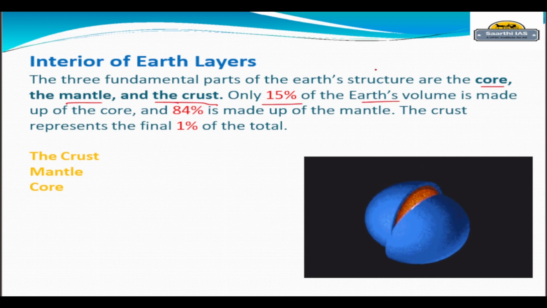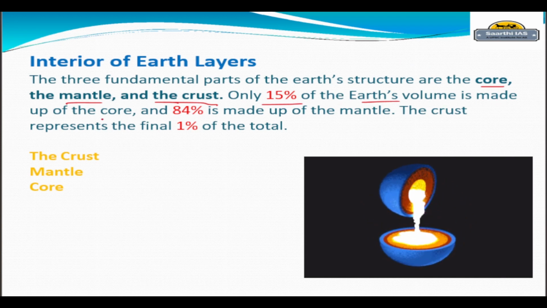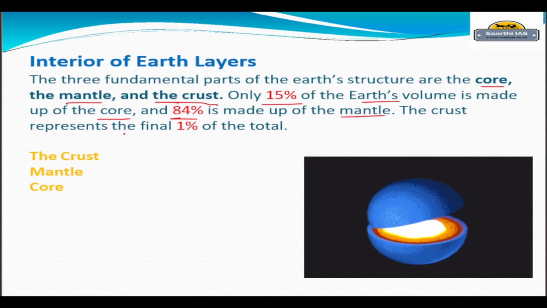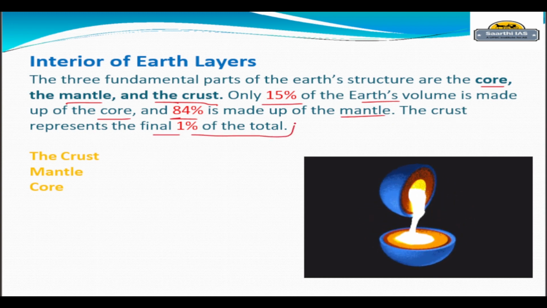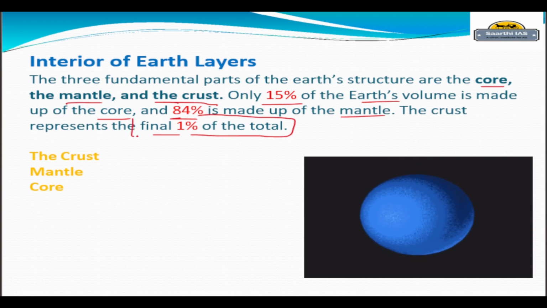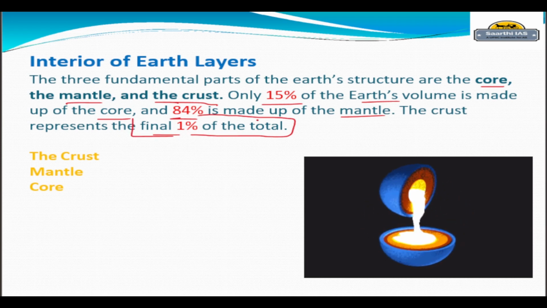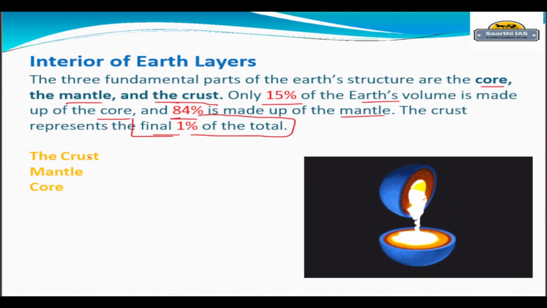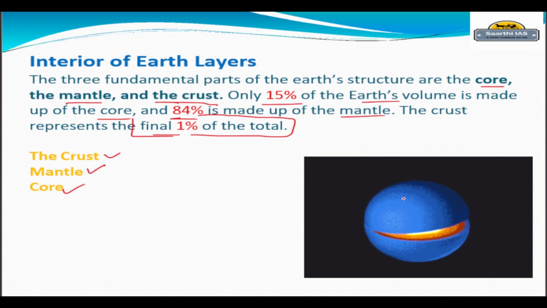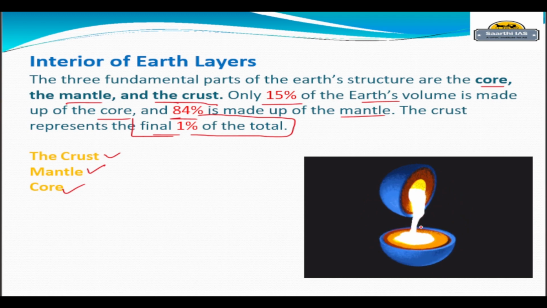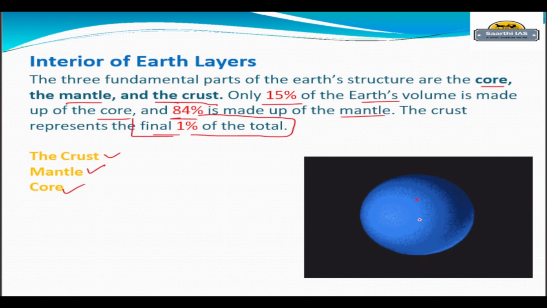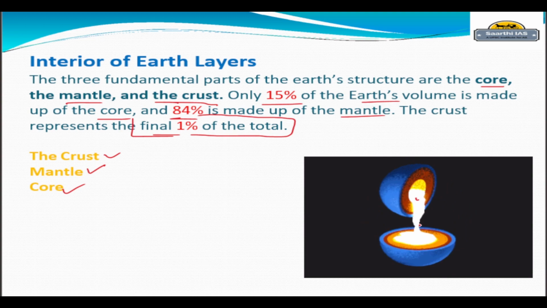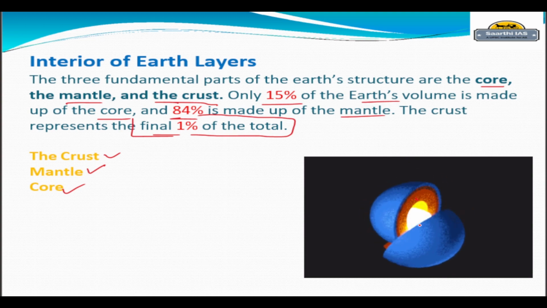15% of the whole Earth's volume is made up of the core. 84% of the whole volume is made up of the mantle. And the crust represents the final 1% of the total. So it is divided into crust, mantle, and core. This is the earth interior, divided into different layers. We can see that in the interior the elements are found in molten form. So this is the interior of the earth.